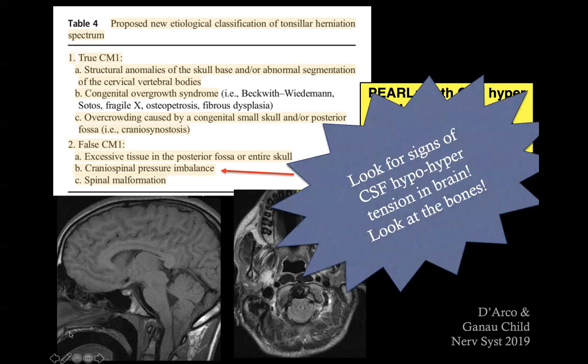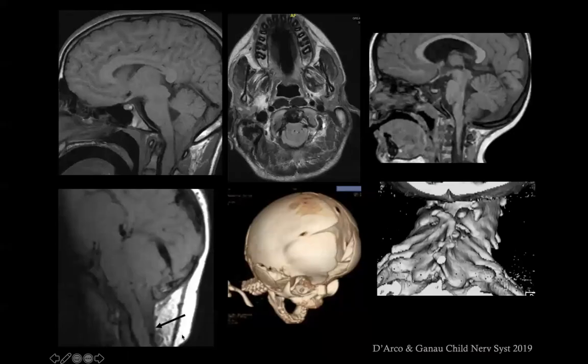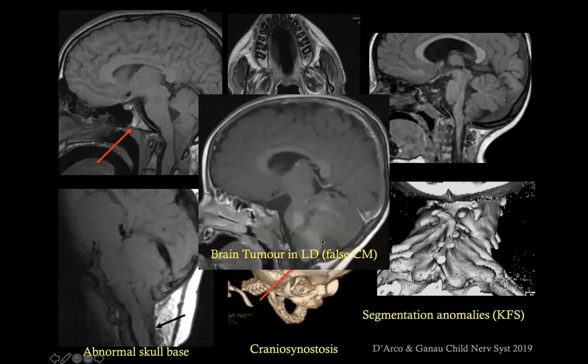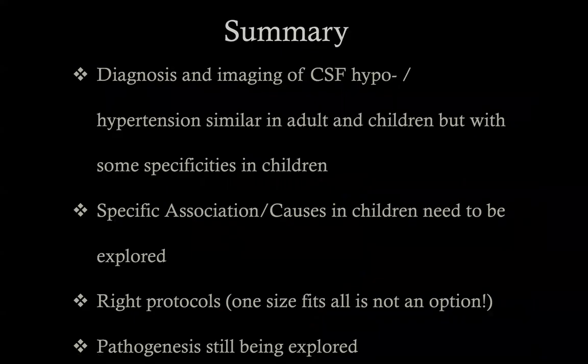Look at the bones, because this is clearly abnormal bone, and these low cerebellar tonsils are due to an abnormal skull base. And these are just examples of true Chiari malformation. This is a patient with abnormal skull base. This is a patient with craniosynostosis. This is a patient with segmentation anomaly. And also you can see a brain tumor, like this, which is a false Chiari: not an abnormality in the container, but in the content, so an increase of the tissue. This is the false Chiari malformation.